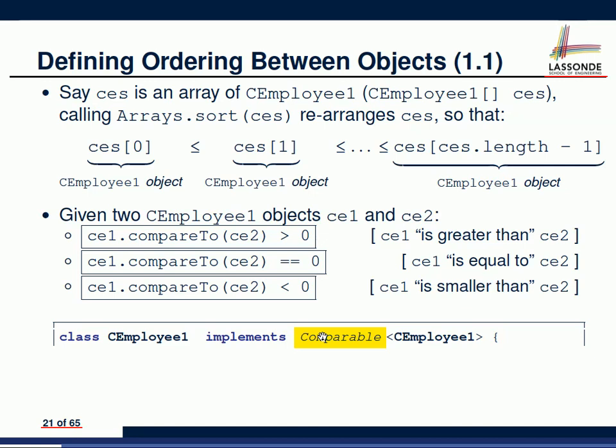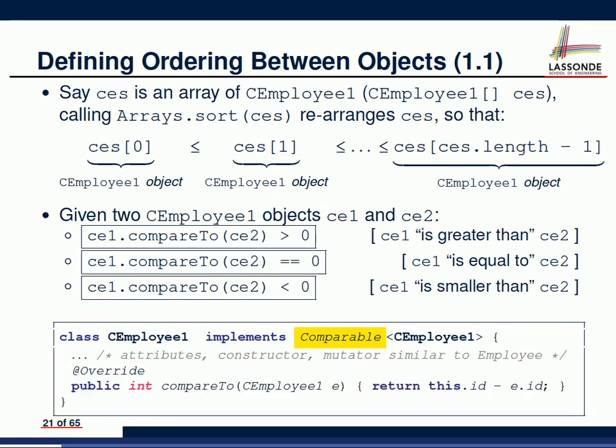Okay? I'm simply saying I'm going to implement the comparable interface where each element in the collection, in the array, is simply CEmployee1, version 1. And now, let's have a quick look at how the compareTo method will look. All the attributes, accessors, and mutators for employee will just be the same, so I won't bother you with that. Let's have a look at this method here. Okay, I'll switch the context right away.